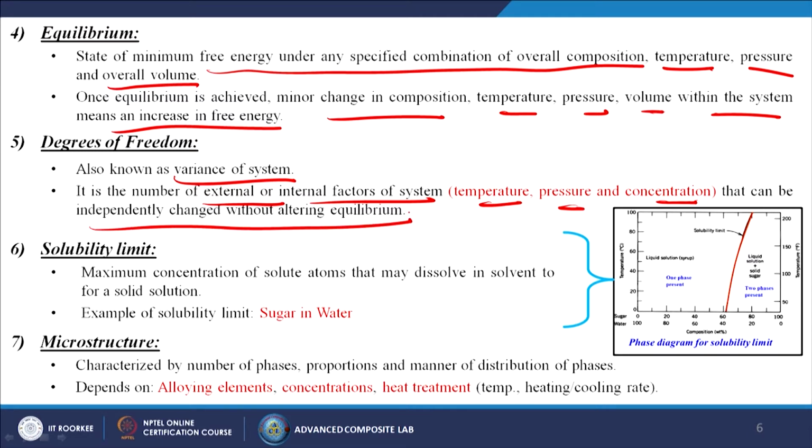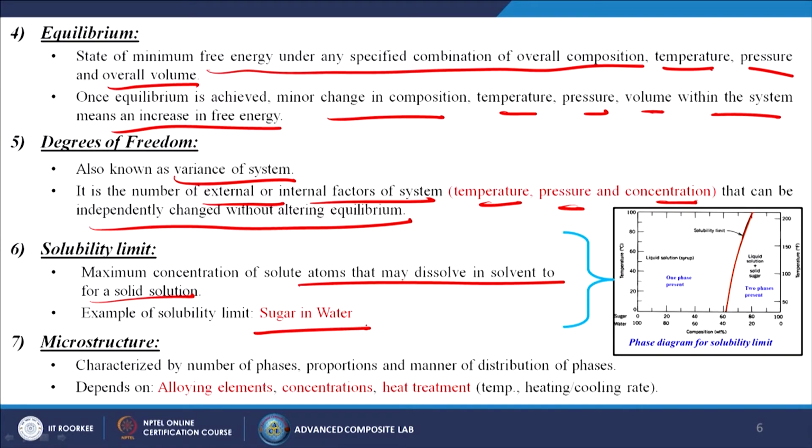Then the next one is the solubility limit, the maximum concentration of solute atoms that may dissolve in a solvent to form a solid solution. Say, suppose in water I am adding sugar. Here the sugar is the solute and the rest, the water, is known as the solution.